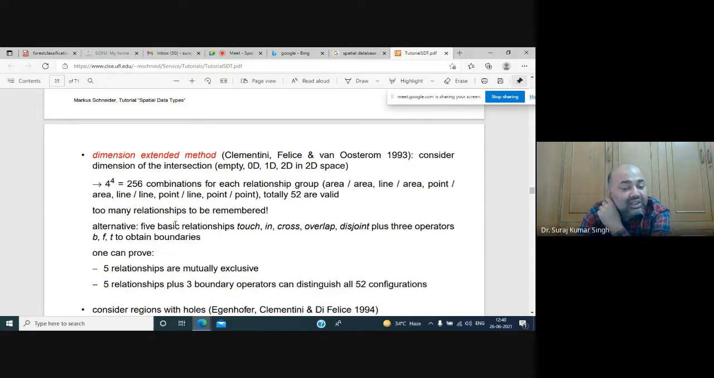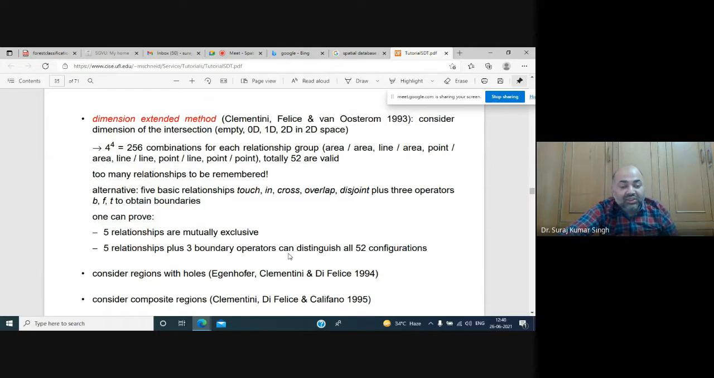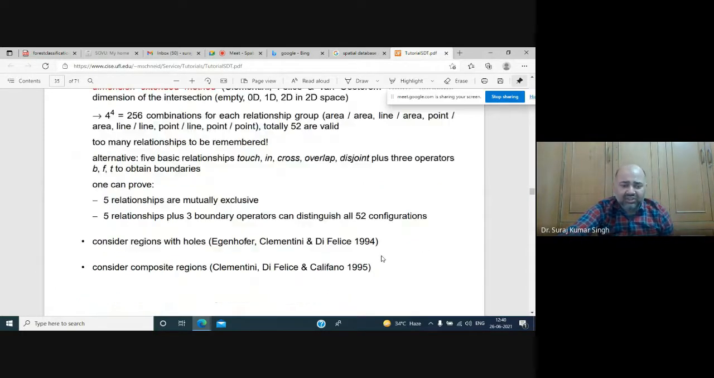So too many relationships are to be remembered. Alternatively, what you can do is provide the five basic relationships, that is touch, in, cross, overlap, disjoint, plus three operators B, F, and T to obtain the boundaries. So what can one prove? One can prove that the five relations are mutually exclusive, and the five relationships plus three boundary operators can distinguish all these 52 combinations.